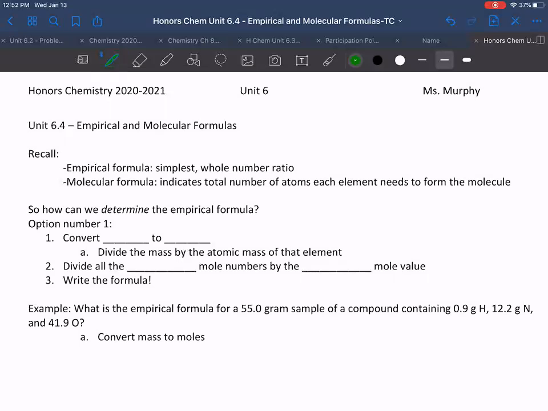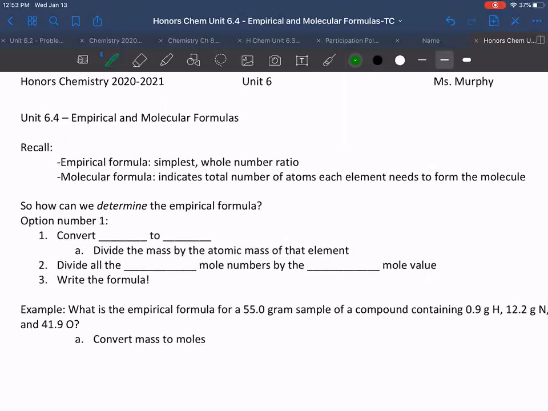Okay, so we're talking about empirical and molecular formulas. I already defined them for you. You know that an empirical formula is the simplest whole number ratio, and that a molecular formula is just the number of atoms needed to make that molecule, but the molecular is just a multiple of the empirical. And so we can actually determine these from data given to us.